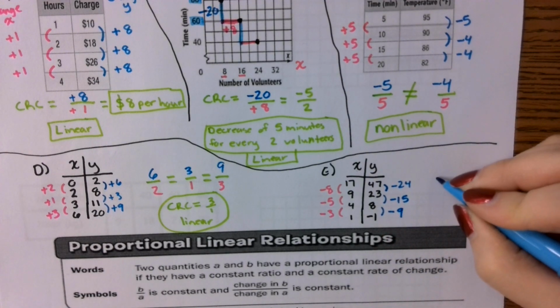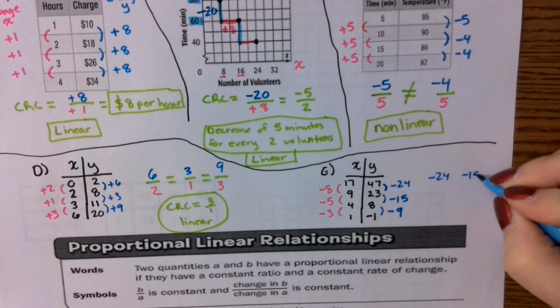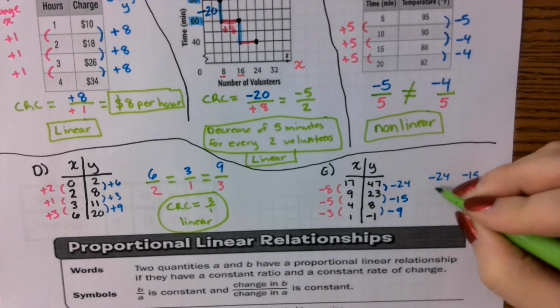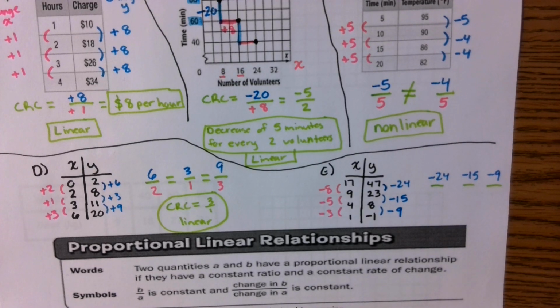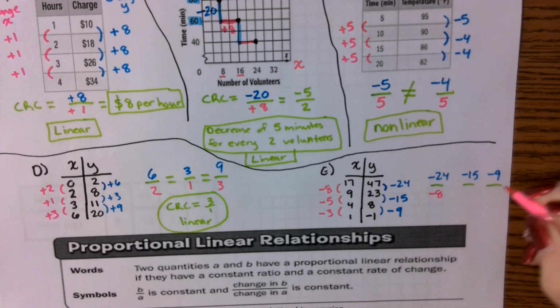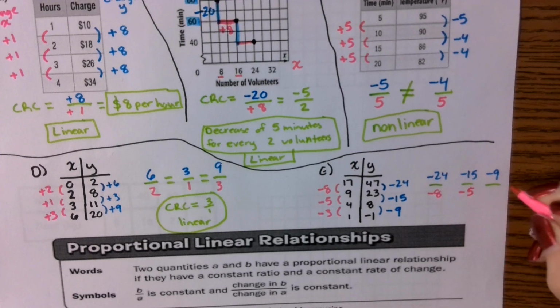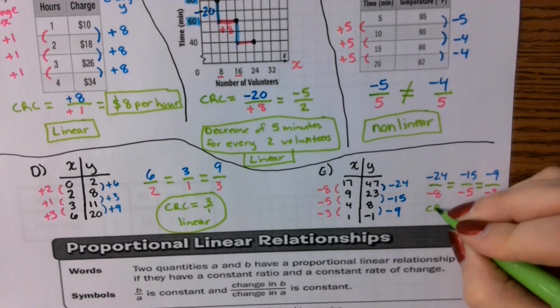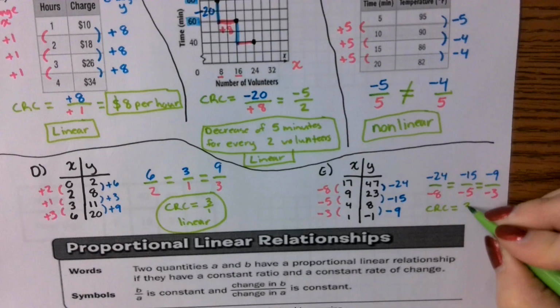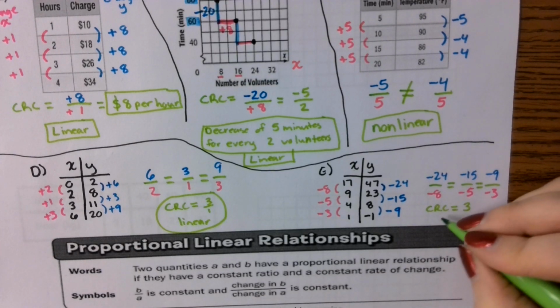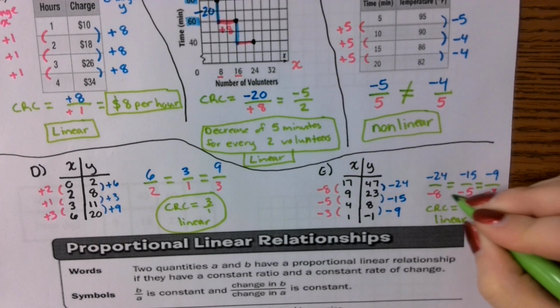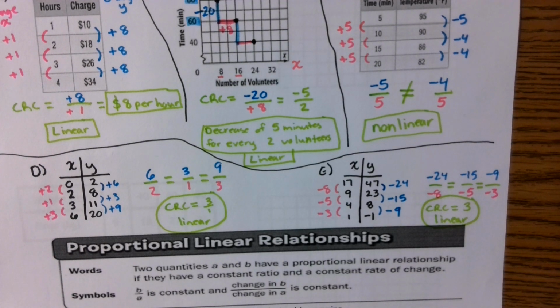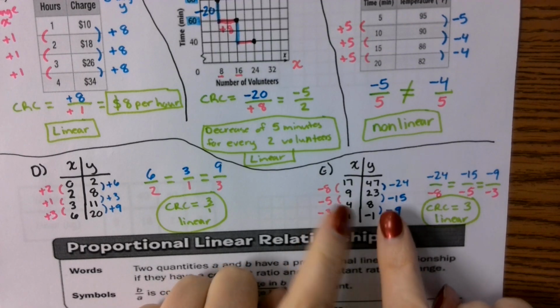So again, if we set all these up, we've got -24, -15, -9, and we're going to put them all over their respective changes for x. So -24 over -8, -15 over -5, -9 over -3. Every single one of those is going to be equivalent to each other. They're all equal. You're going to have a constant rate of change that comes out to a positive 3 over 1, or just 3. So that is a linear relationship. It's okay for there not to be consistency as long as they are equivalently not consistent.